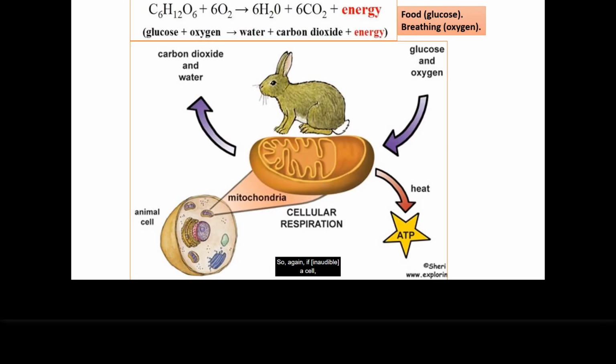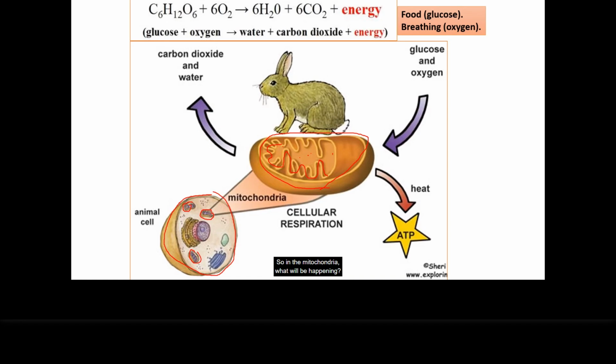Here we show just a basic chemical reaction which represents cellular respiration. If we look at an animal cell, like in this rabbit, in each cell we will see a lot of mitochondria. And this is the mitochondria, with the outer membrane, the inner membrane, and the matrix.